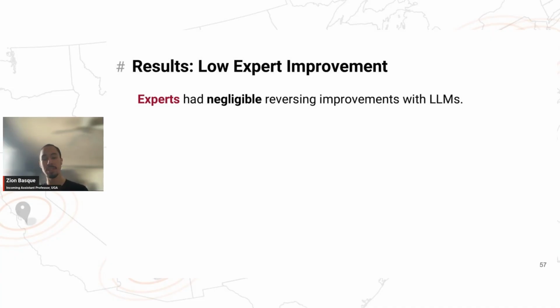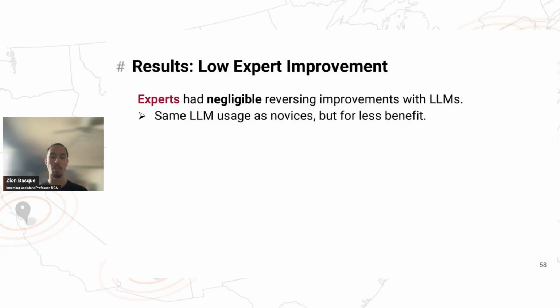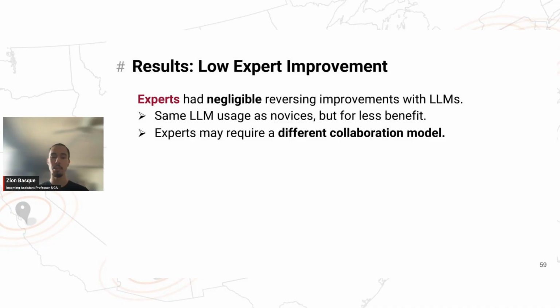And it generally showed us that this model of collaboration isn't actually helpful for experts, which not many people knew at the time: that experts don't actually get as much from this as novices do while reversing, right? Because they use it the same amount, but they got less benefit. When we looked deeper at this, we found that most of this was due to a kind of faulty collaboration model that experts just didn't need.